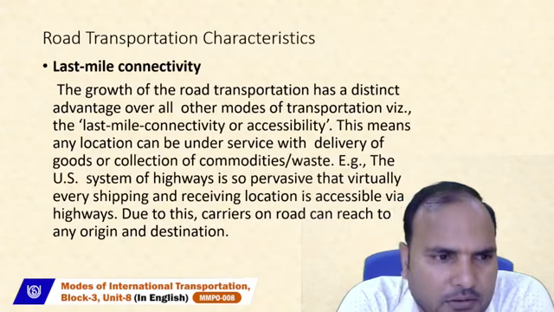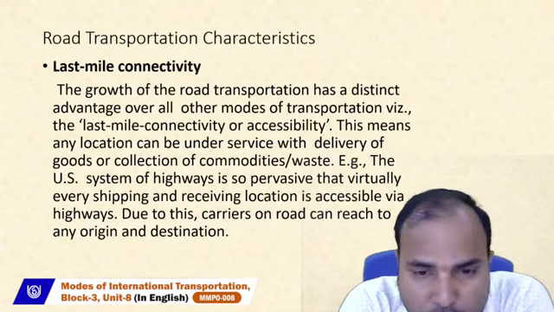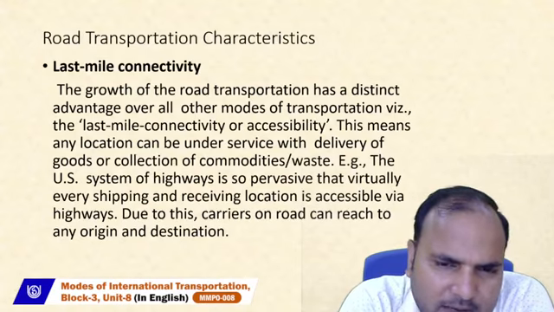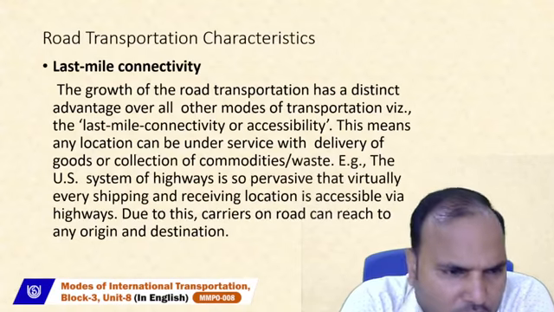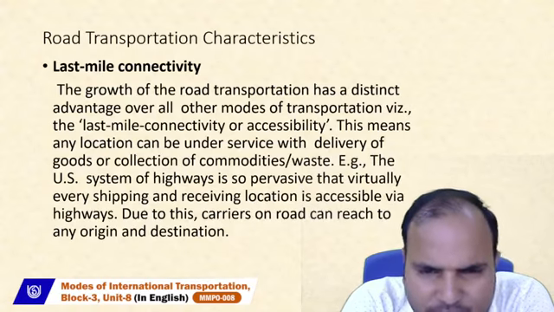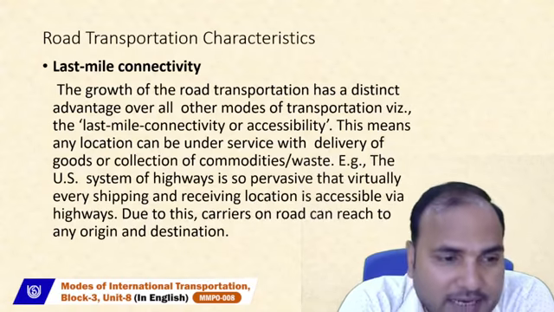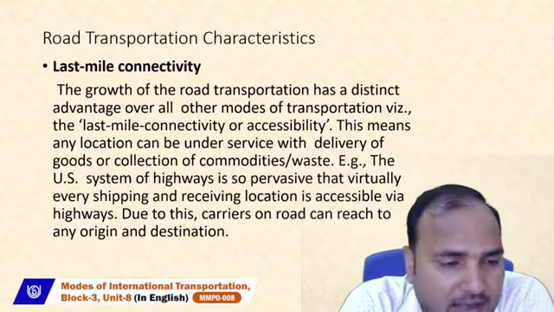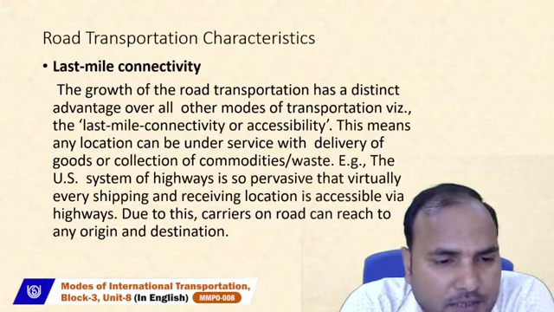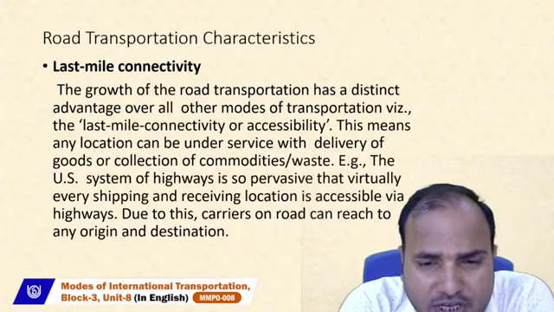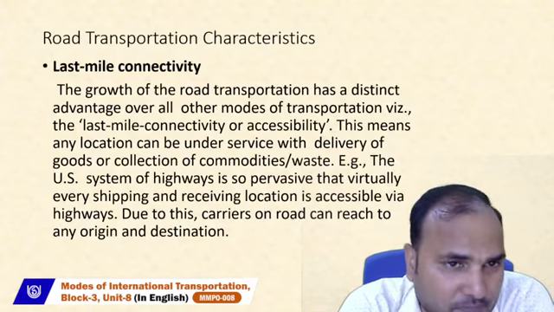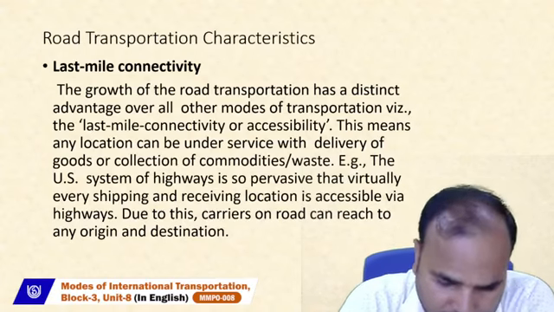For example, the US system of highways is so pervasive. What do you mean by pervasive? Spread through a large area. The US system of highways is so pervasive that virtually every shipping and receiving location is accessible via highways. So due to this, a road carrier can reach any origin and destination. It is that particular advantage.